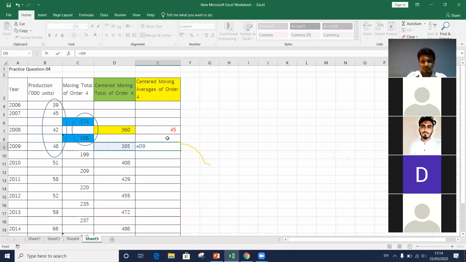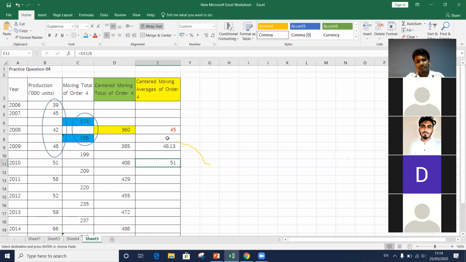So here, what is the centered moving average? 385 we need to divide by 8. Here, 408 we need to divide by 8. Right? 8. Centered moving averages.